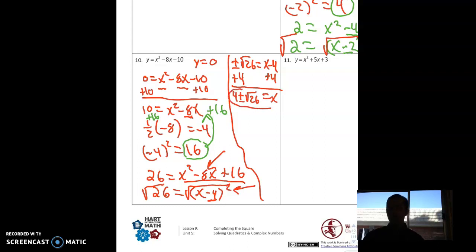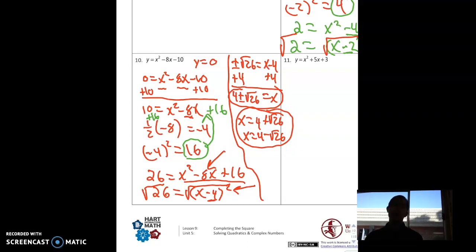Remember, the plus or minus means that we actually have two solutions. So then the two solutions here are going to be x equals 4 plus the square root of 26 and x equals 4 minus the square root of 26. And those would be your two final answers for the x-intercepts of the original quadratic.